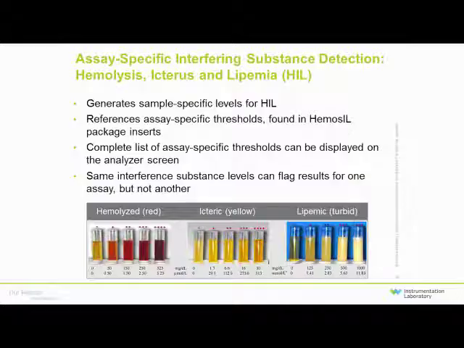The next one is the popular detection of hemolysis, icterus, and lipemia. Again, it's the hemoglobin, bilirubin, and turbidity. So what the TOP does is it generates a sample-specific level for all three. So if you run a number of tests on a particular sample, it will generate those HIL levels once for that particular sample, and then it will use those levels for assay test-specific thresholds for any other test you run off of that sample later. Okay, so it's a test that gets run once, and then it gets used for all of the other tests that get run off that sample.